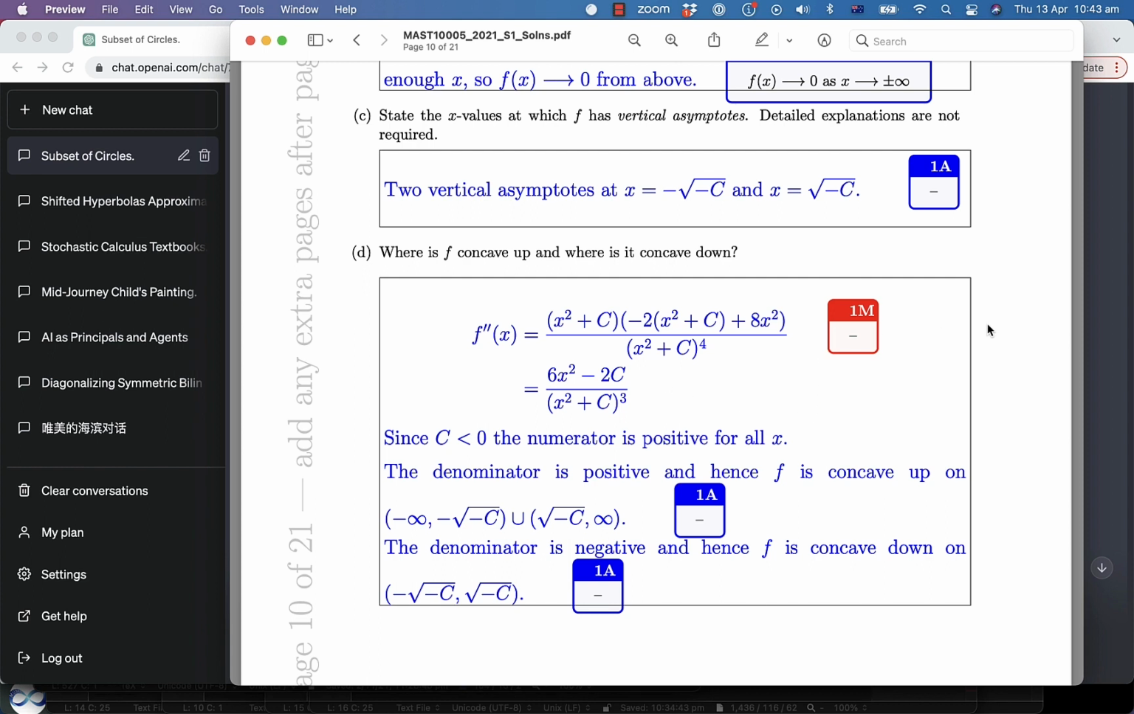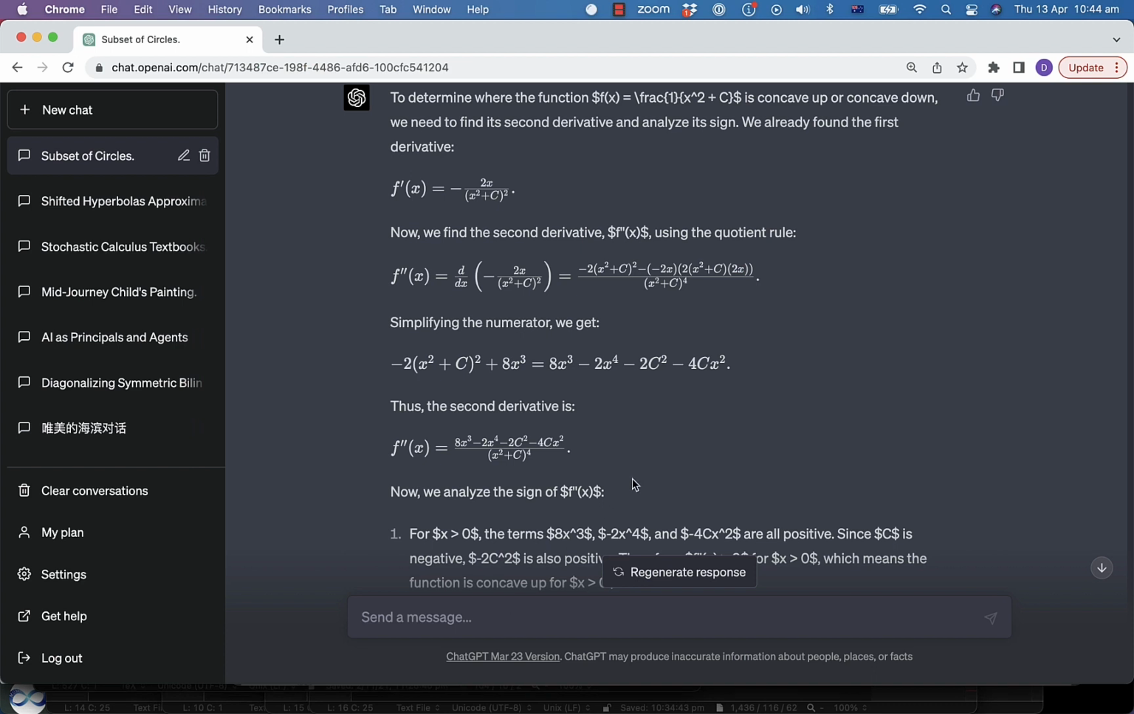So let's give it 1 mark for the working, and then so it missed 2 there. So 1 out of 3. Yeah. Awesome. Let's give it a prompt and see if it can fix it.